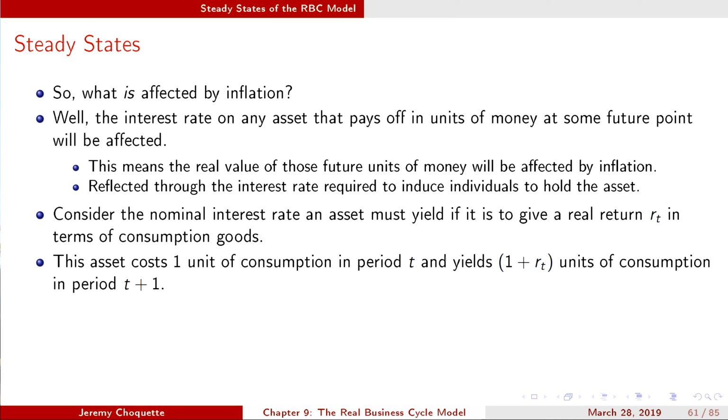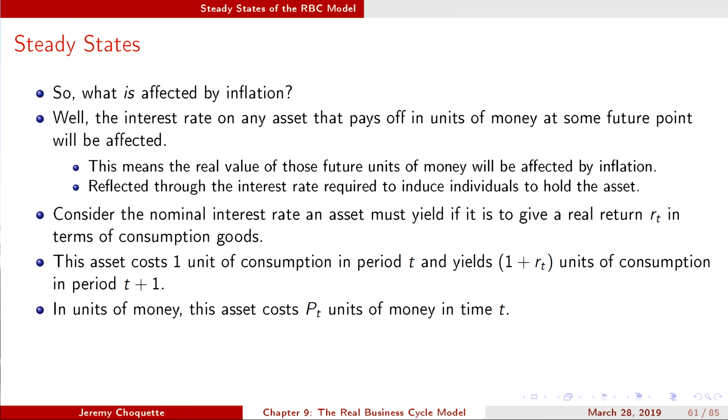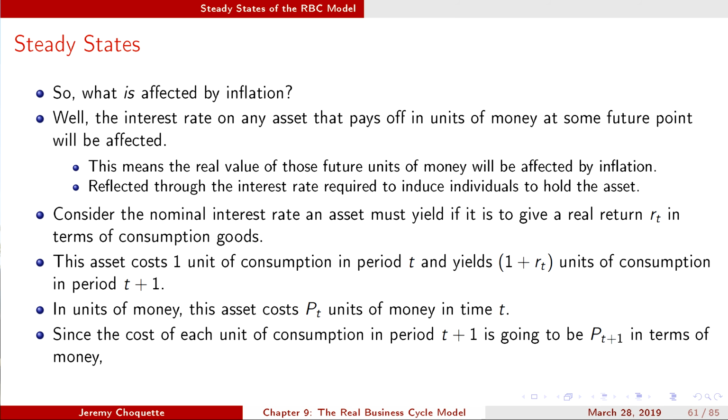The asset costs 1 unit of consumption in period t, and it yields 1 plus R units of consumption in period t plus 1. In units of money, this costs P_t units of money in time t. And since the cost of each unit of consumption in period t plus 1 is going to be P_t+1 in terms of money, the asset has to pay an amount equal to 1 plus R times P_t+1, the future price level. So it's going to be affecting the units of money in real terms. The real money balances will be affected by inflation.